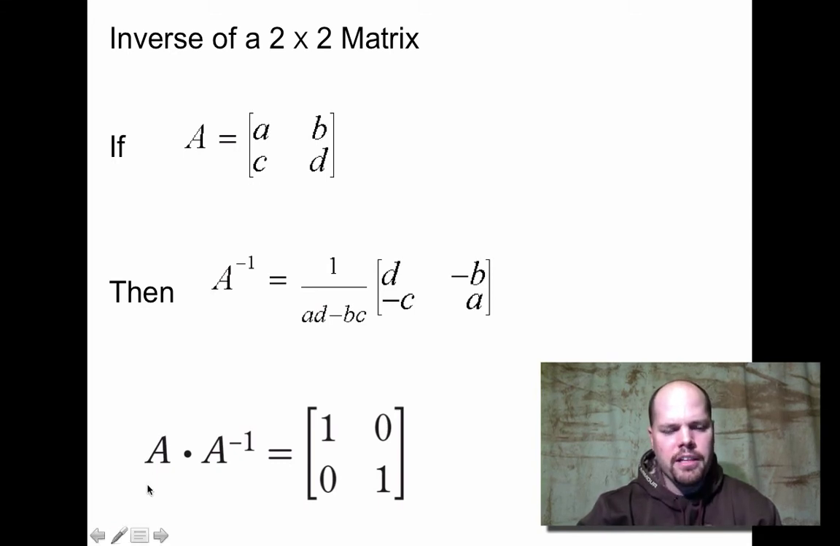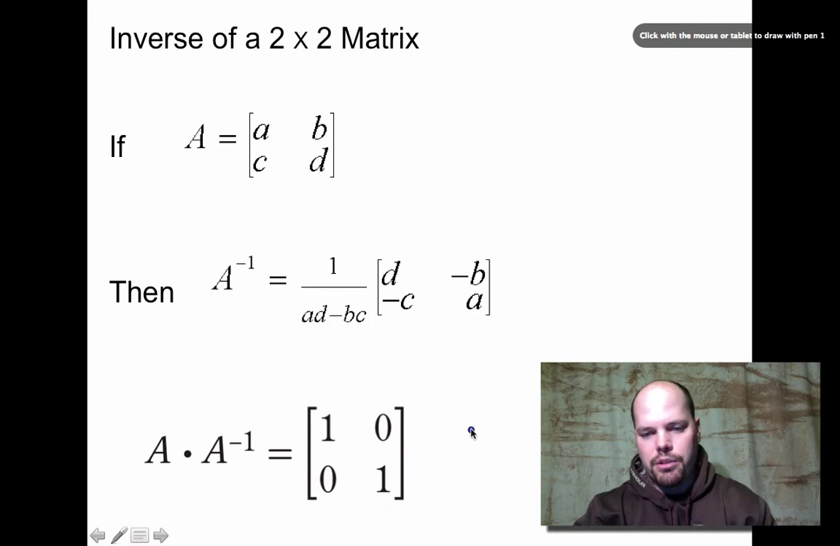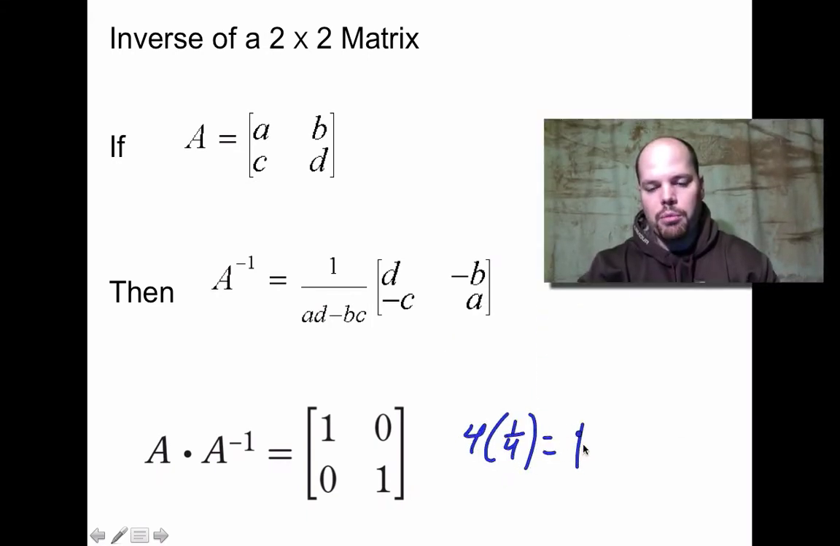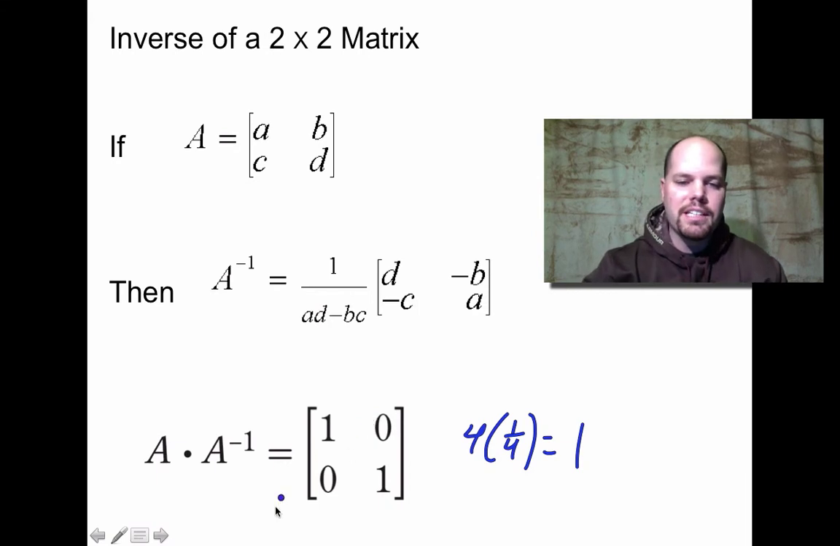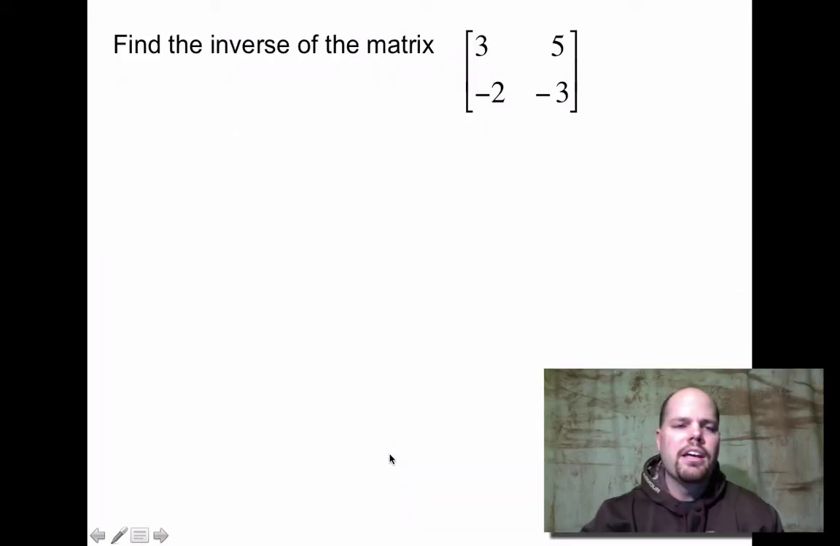The last part here is that if you take a matrix times its inverse, it's going to equal the identity matrix. It's no different than if we took 4 times its multiplicative inverse 1/4, we get 1, the multiplicative identity. It's the same idea.